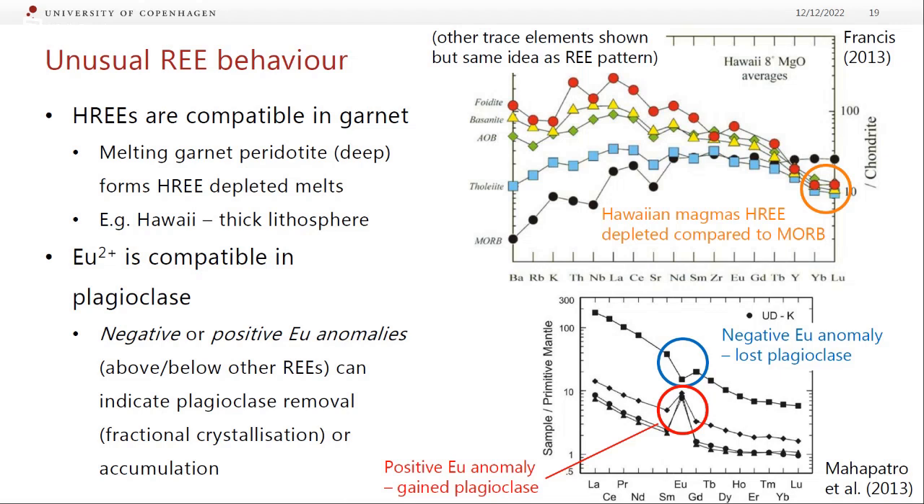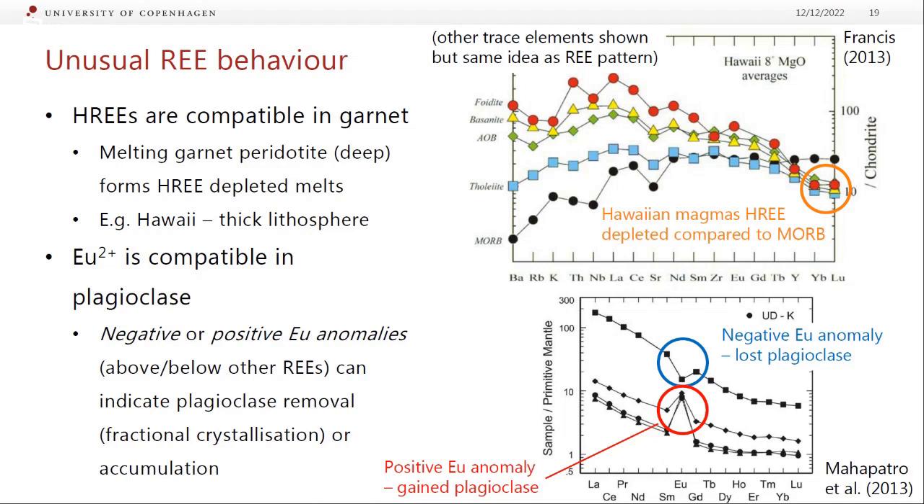The other one is europium 2+ being compatible in plagioclase. And so this is quite handy in that we can actually identify plagioclase that's been removed or added to a rock based on the chemistry. So here's a rare earth element diagram of two different rocks, and you can see one of them has what we call a negative europium anomaly. So this means that if we basically drew a line between the elements either side of it, it's lower.